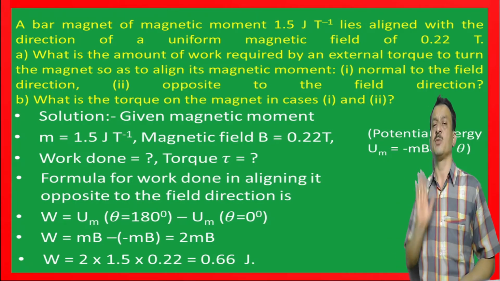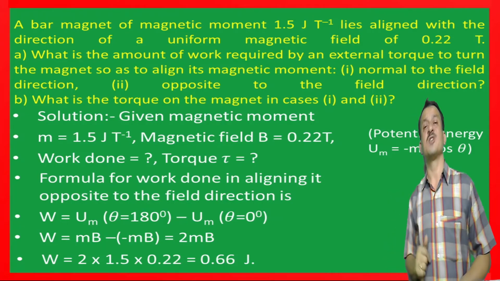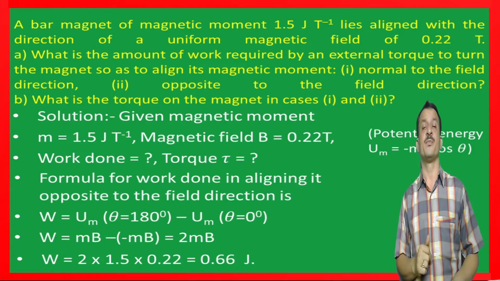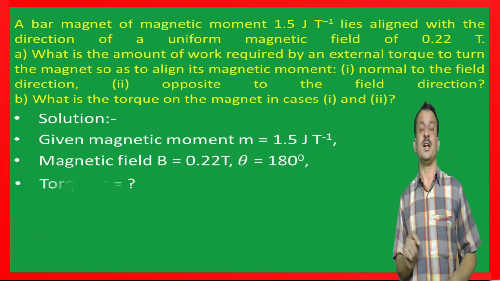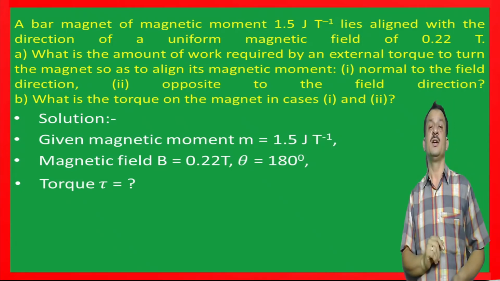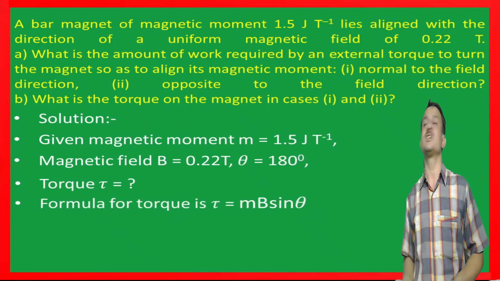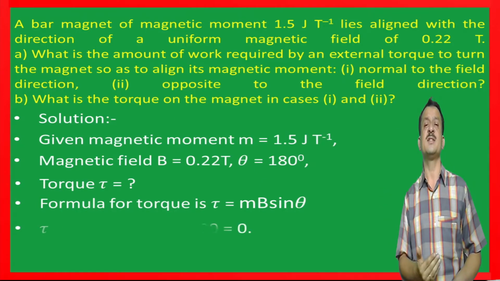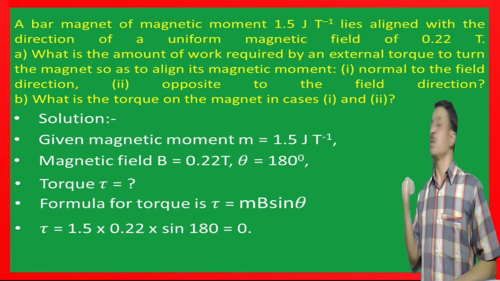The potential energy formula, you are already familiar with that one. Now we have to work out what is the torque in the second case. Since the torque is given by tau is equal to mB sin theta, the angle now in this case is 180 degree. Since sin 180 is 0, therefore the torque experienced by that bar magnet is 0. That we are going to get. Next problem.